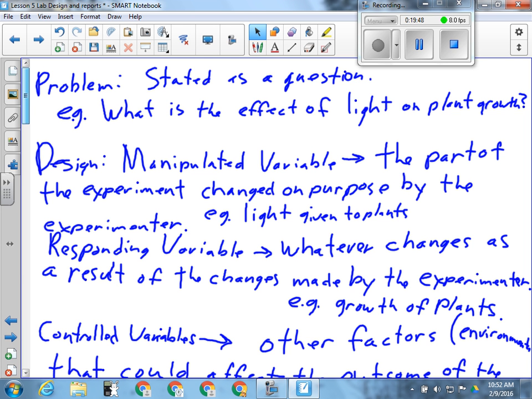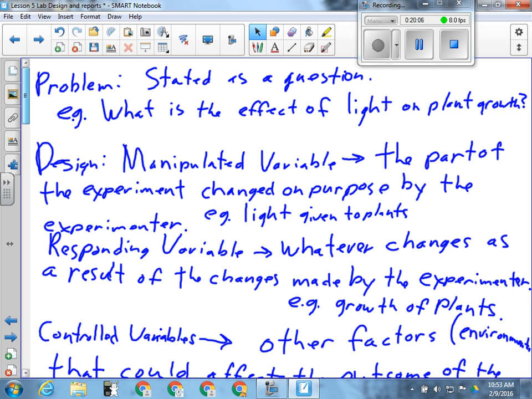So you write in there, the manipulated variable is this because, the responding variable is this because, okay? The controlled variables are these. Here's how this one would affect the experiment. Here's how this one would affect the experiment. Here's how this one would affect it, and how am I controlling it? All that gets in there on the explanation, okay?